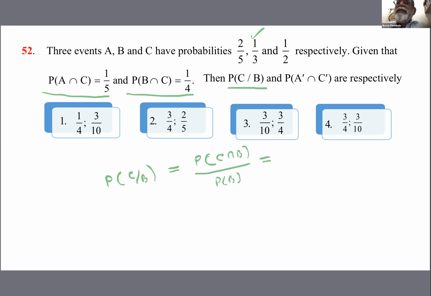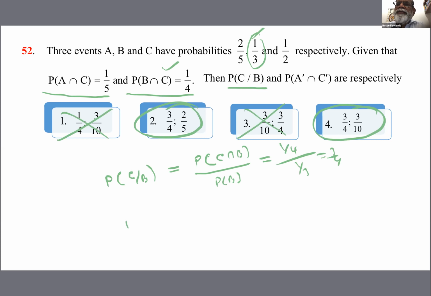Probability of C intersection B is 1 by 4. Probability of B, the middle one, is 1 by 3. So it is equal to 3 by 4. So either option number 2 or option number 4. These two remain.